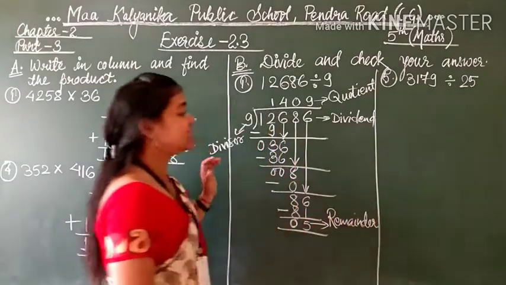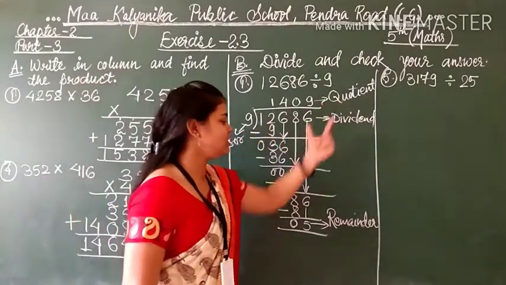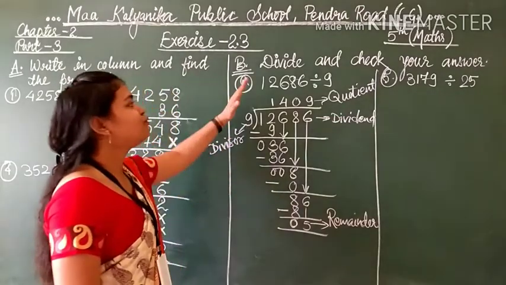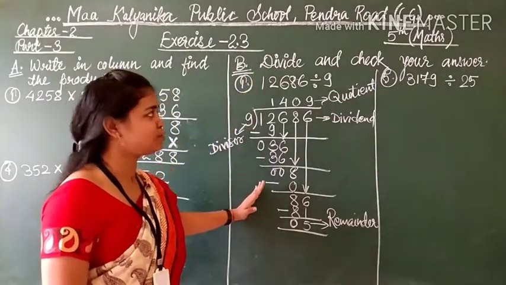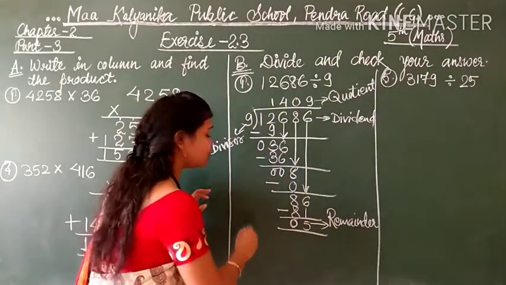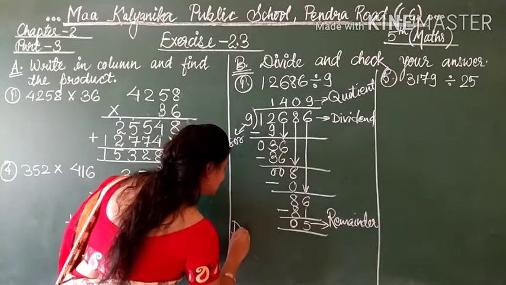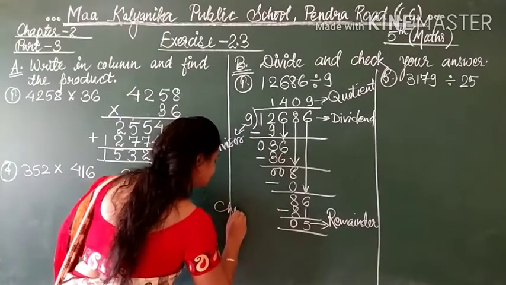So these are the 4 terms used here: dividend, divisor, quotient, remainder. Now for division we have done this process. Now check your answer. You have to check the answer. For checking the answer, the formula is there. Here I am writing the check.